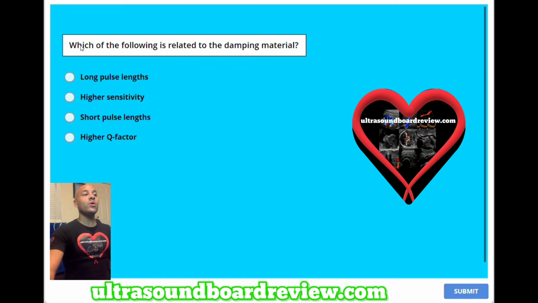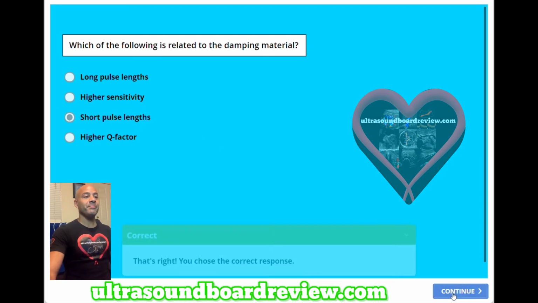Question 33. Which of the following is related to the damping material? A, long pulse lengths, B, higher sensitivity, C, short pulse lengths, or D, higher Q factor? The answer is C, short pulse lengths.